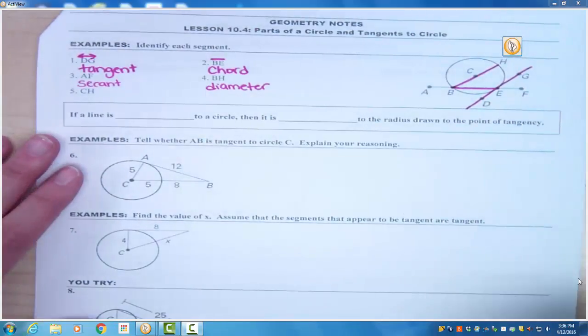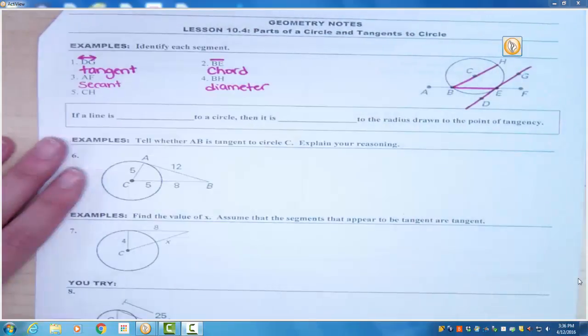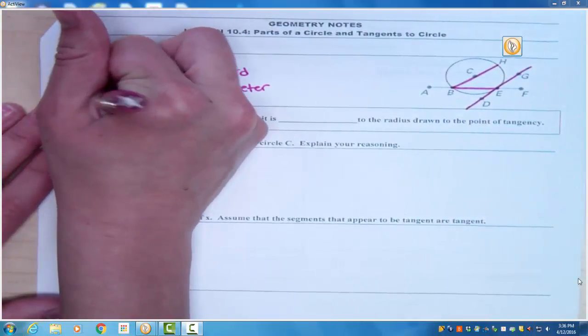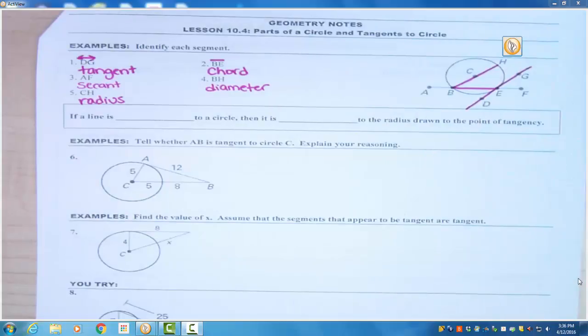And then the last one that we have is CH, and we know it goes just from the center to one endpoint on the circle, so that is a radius. So just again, reviewing the parts of a circle. Now what we're moving on to, the rest of the notes today relate to tangents and some of the properties of those tangent lines compared to the circles.